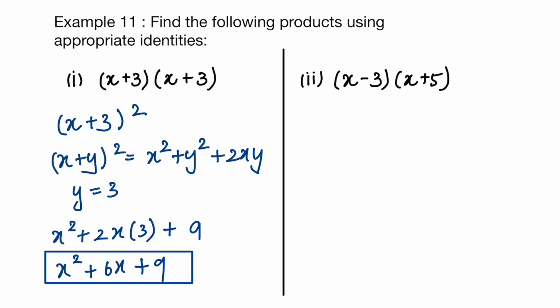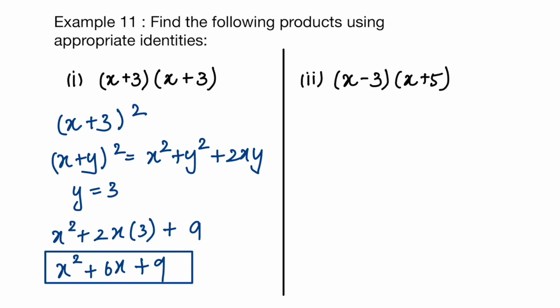So what they are trying to tell is you can calculate the value, or you can rather evaluate this easily by using this algebraic identity. So the appropriate identity for this first subdivision is x plus y the whole square. Okay, moving on to the next subdivision, x minus 3 into x plus 5.